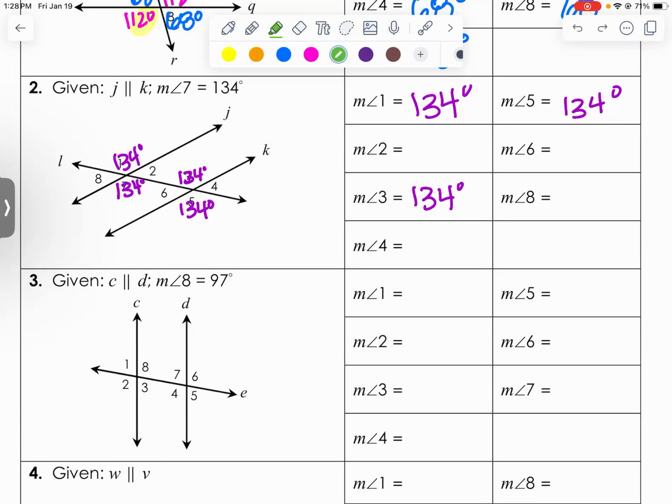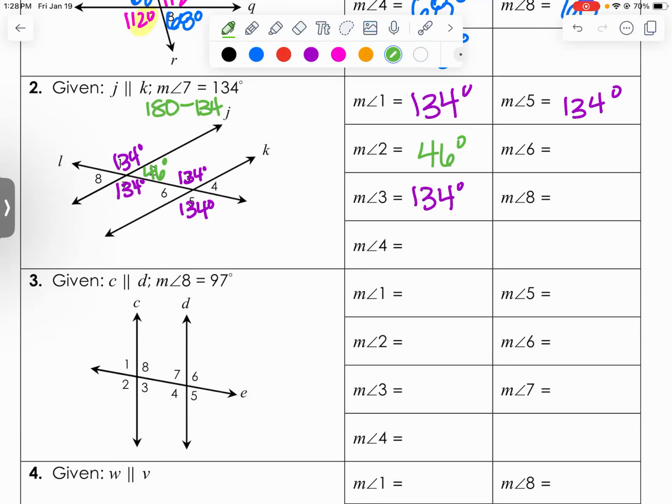Okay. So let's start with angle 2. Emma, how do we get angle 2? Angle 2 right there. So what's 180 minus 134, Jacob? Oh, it's 46. It is 46. I'm ahead of the game.